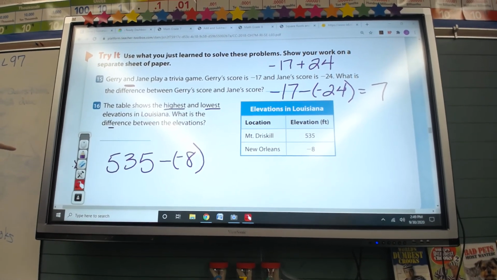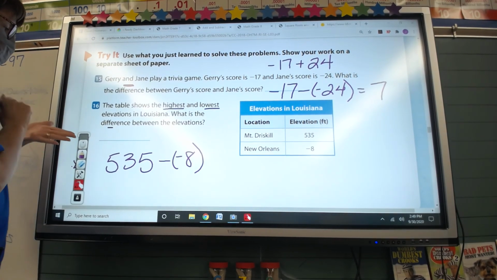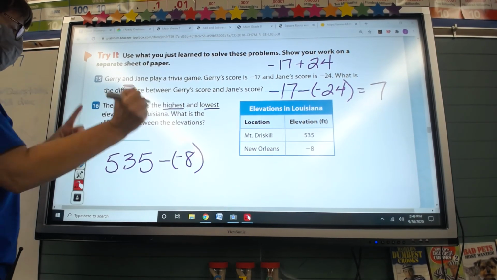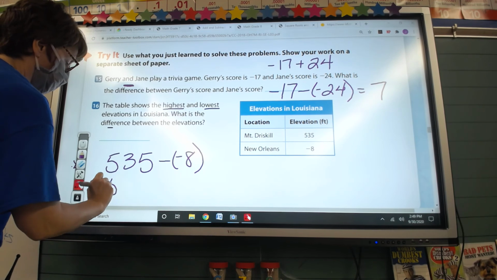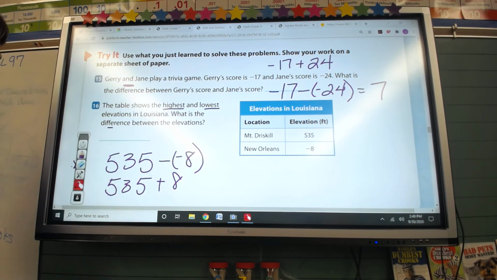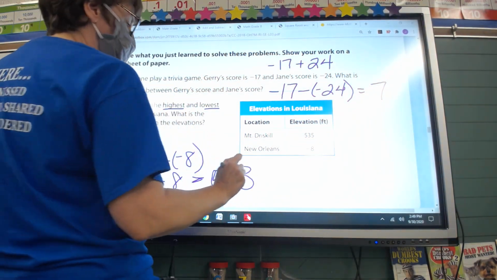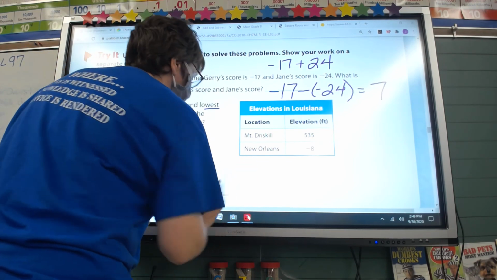Okay, and then who's going to rewrite it for me? Well, okay, Mackenzie, then everybody gets candy. Bobby, come on. Okay, what will it look like, sweetheart? Keep, change, opposite. 535 plus 8. Okay, 535 plus 8. That's easy. What is it going to be? 543. 543, what unit? Feet. Come on up and get candy.